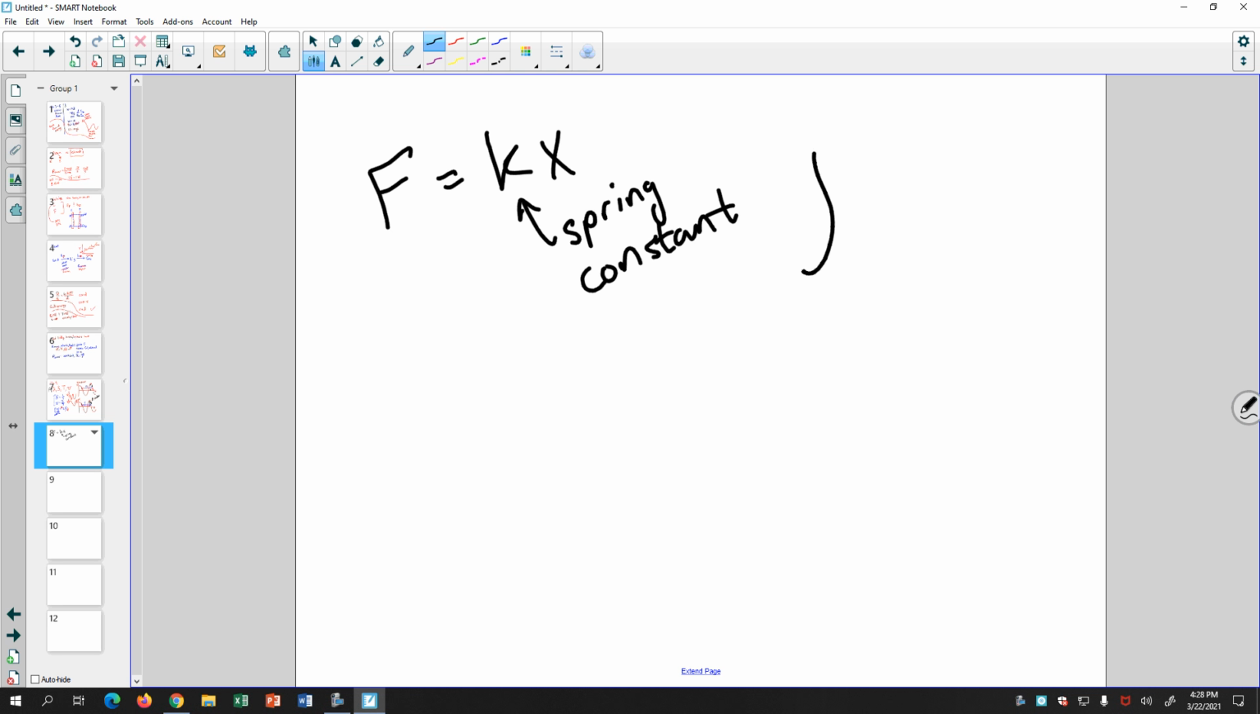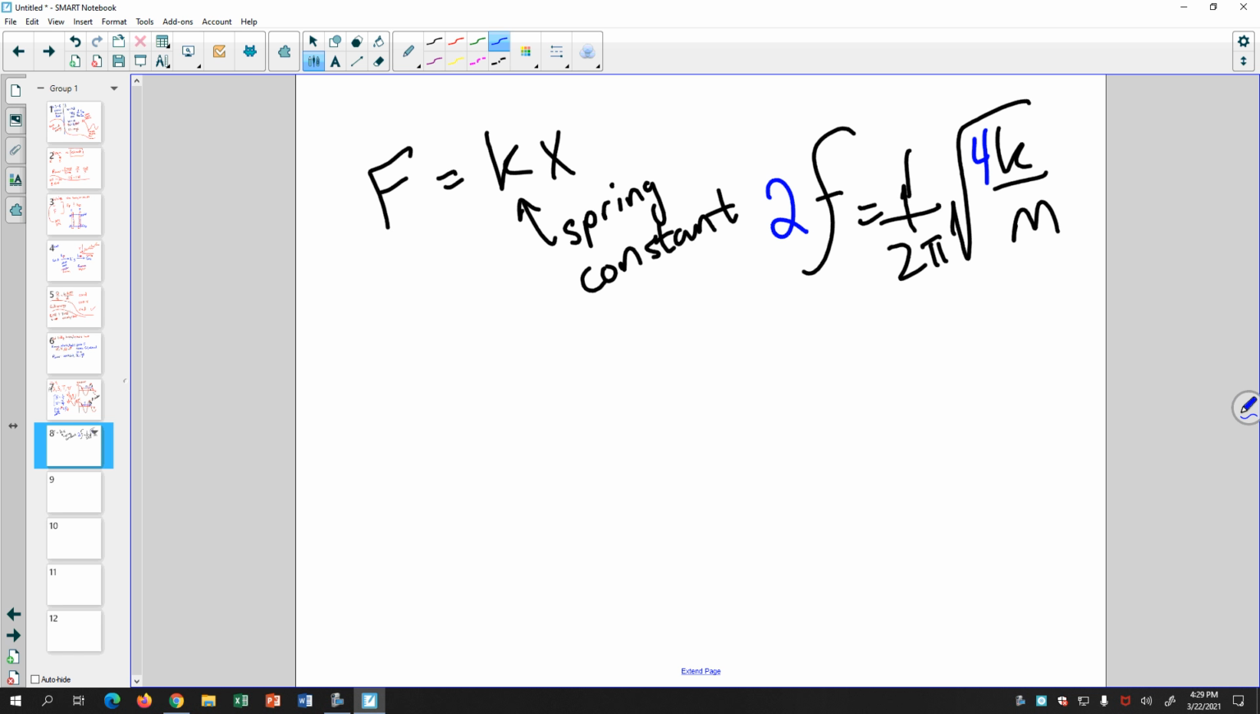Now the frequency of a wave as a spring oscillates is equal to 1 over 2 pi times the square root of k over m. Now we didn't really use this equation very much, but I could ask you what happens to the frequency if you quadruple the spring constant. And because it's under that square root, you would double the frequency.